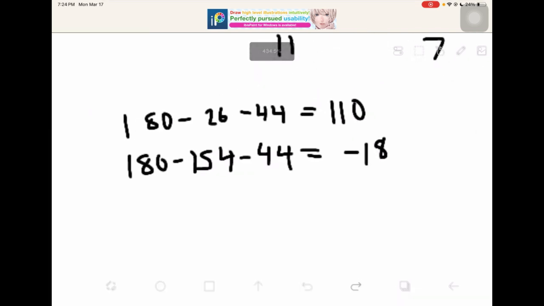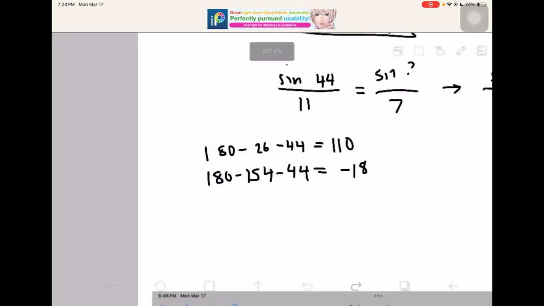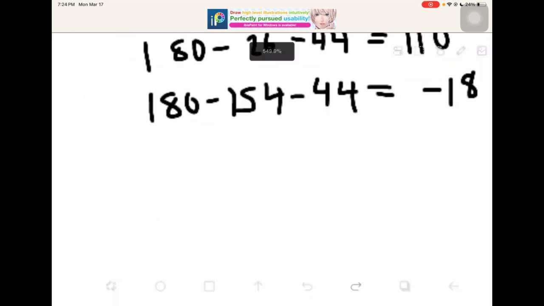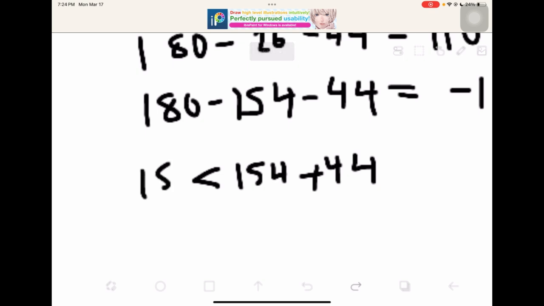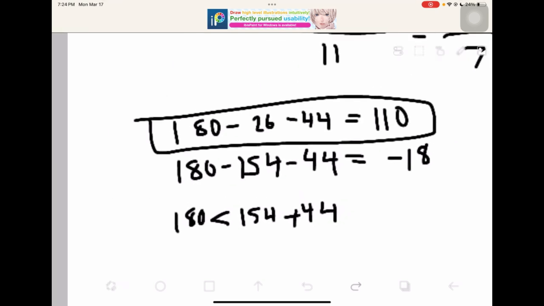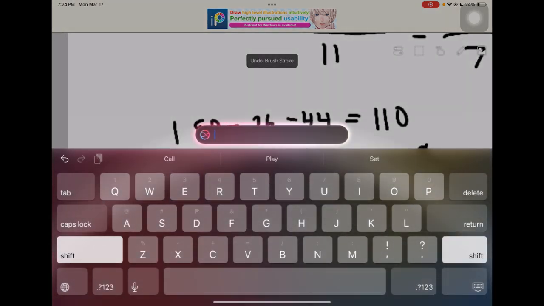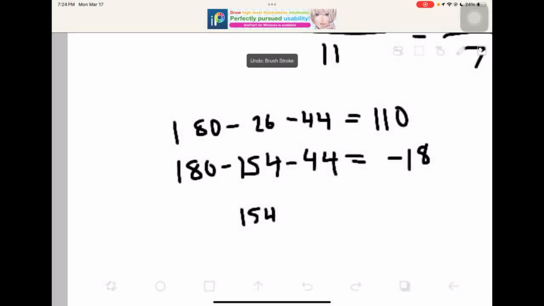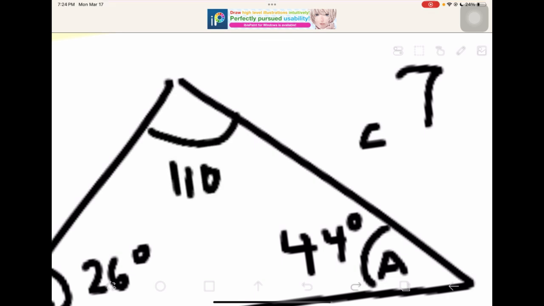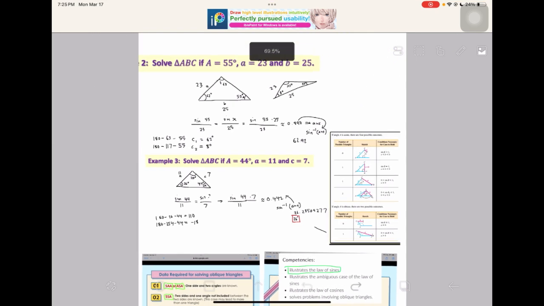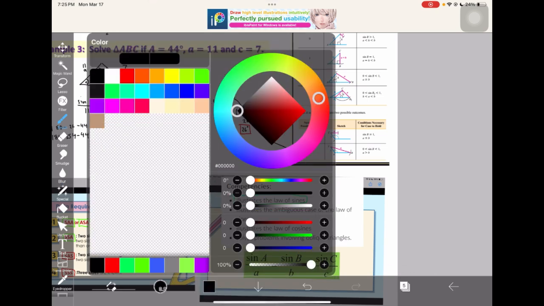And this is one of the rare cases where there's only one triangle, because since we're subtracting from these two angles, 154 plus 44, since that's greater than 180, this is the only possible triangle we can have. So in this case, there's only one triangle formed, and it's when this one is equal to 110 degrees. So there's two triangles over here and one triangle over there. And that's how we illustrate the ambiguous case of law of sines.